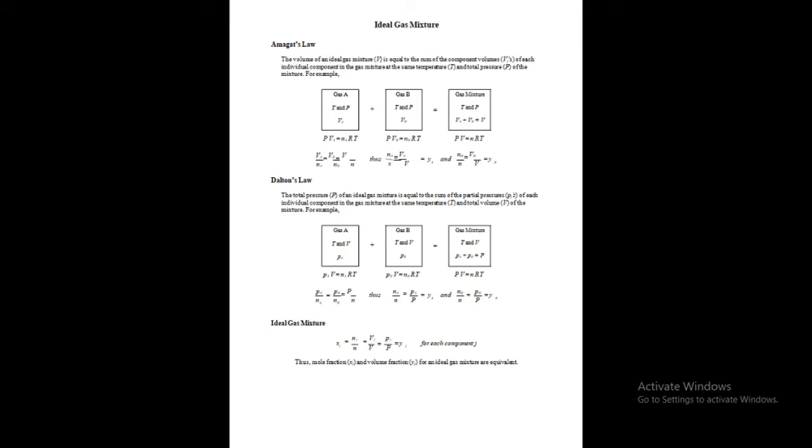Finally, for an ideal gas mixture, Xi is equal to, where i is nothing but the nth component, any individual component divided by the total, or individual mole divided by total mole. Ni divided by N, where N represents mole. Individual mole divided by total mole. i represents the component. Vi divided by V, individual volume divided by total volume. Pi divided by P, individual pressure divided by total pressure. So the individual to total is equal to the mole fraction, volume fraction, or pressure fraction.